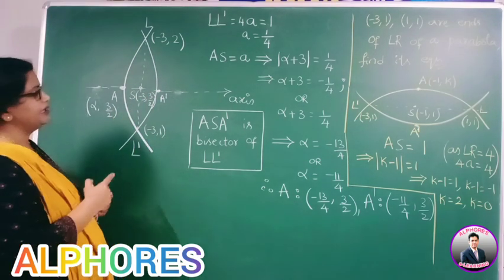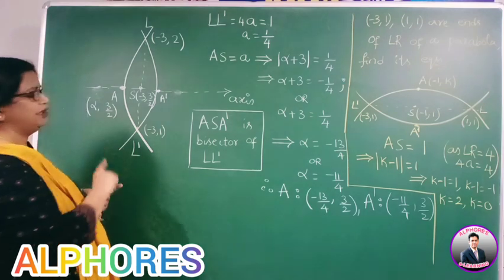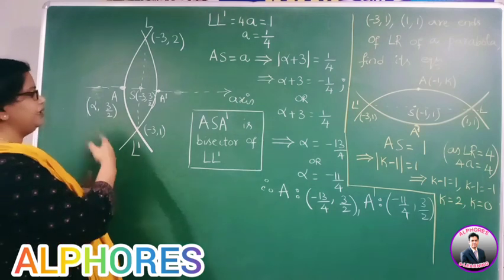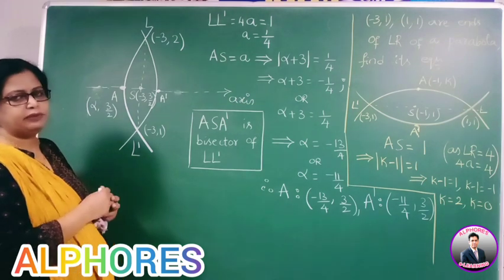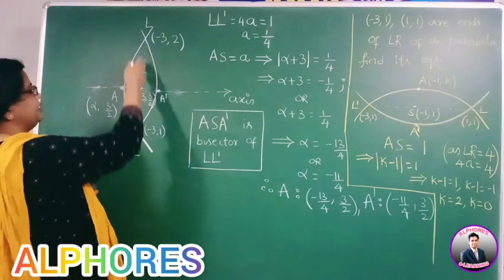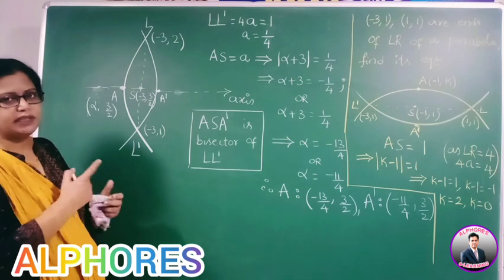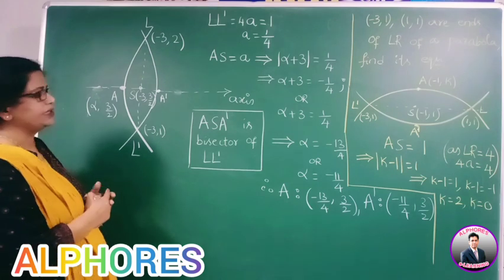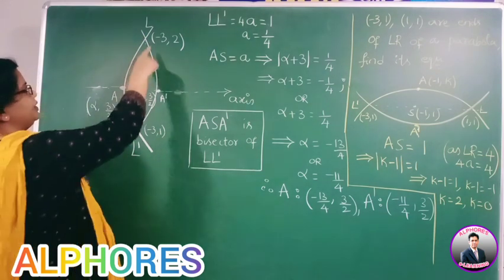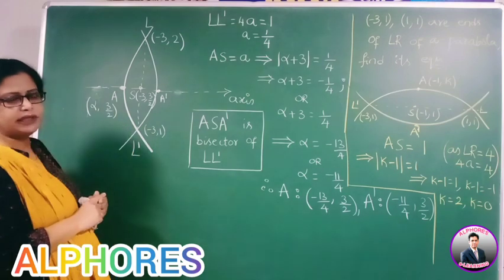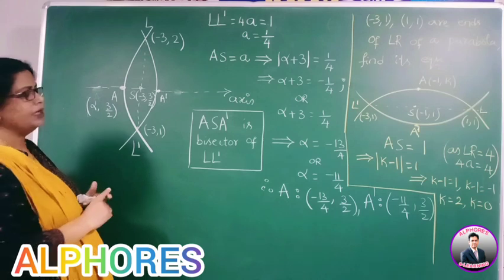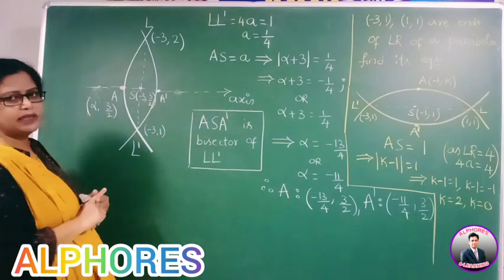In the previous session we did one method, and there is another method to solve the same problem. What is the other method? The method we already did is useful for any kind of parabola, oblique or otherwise, whereas this method is useful whenever the axis is parallel to either the x-axis or the y-axis. First, our observation is that L and L dash are given: one is (-3, 2), the other is (-3, 1). We know that the middle point of the latus rectum is always the focus, and it always lies on the axis of the parabola.